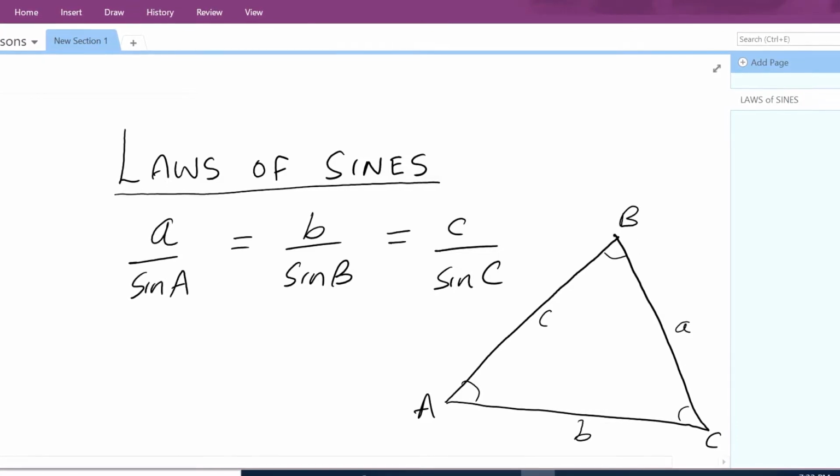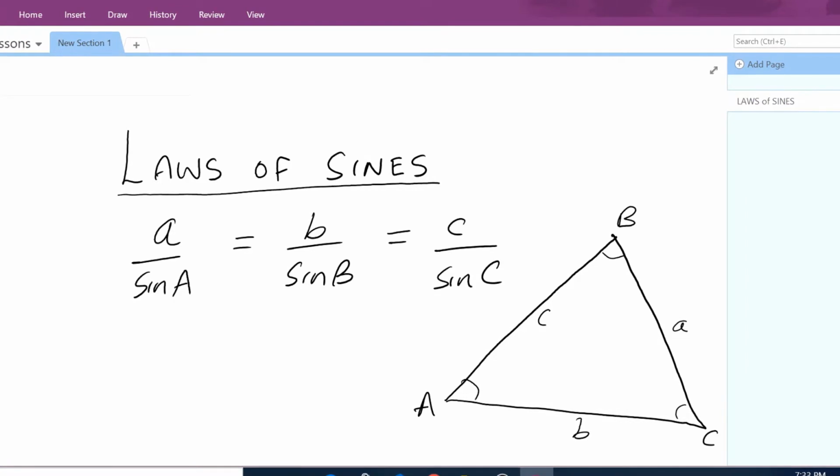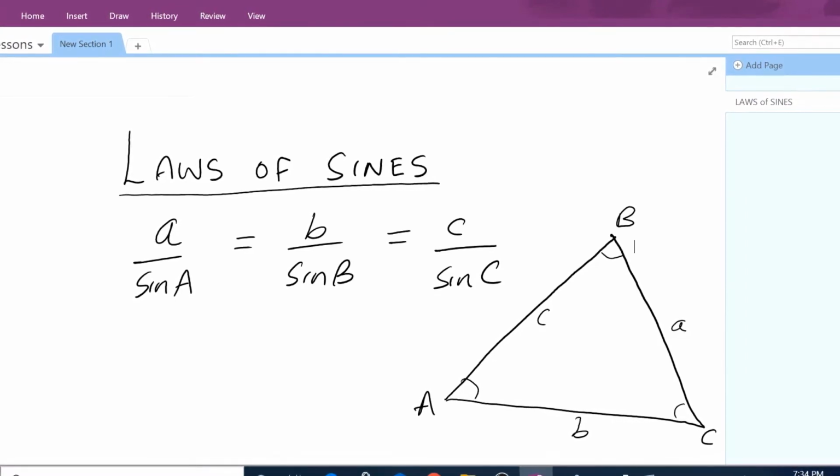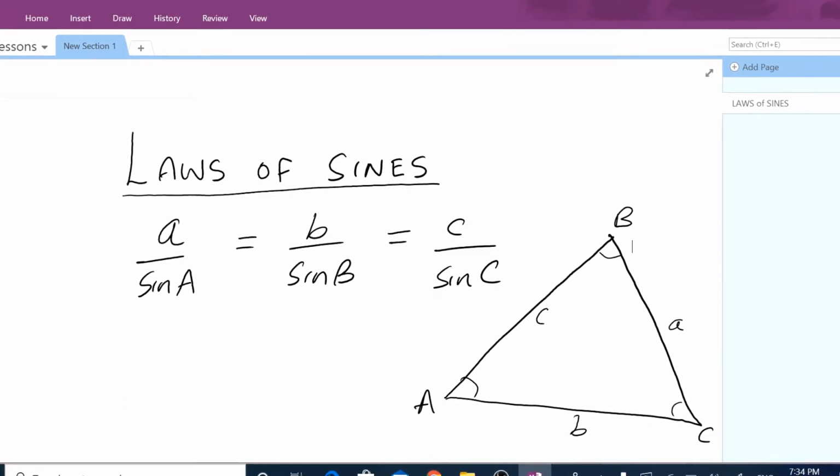Hi everyone, I'm Siyad Maalim from SOMA Academy, and today I'm going to show you how to use or apply the law of sines, also called the Sine Rule.